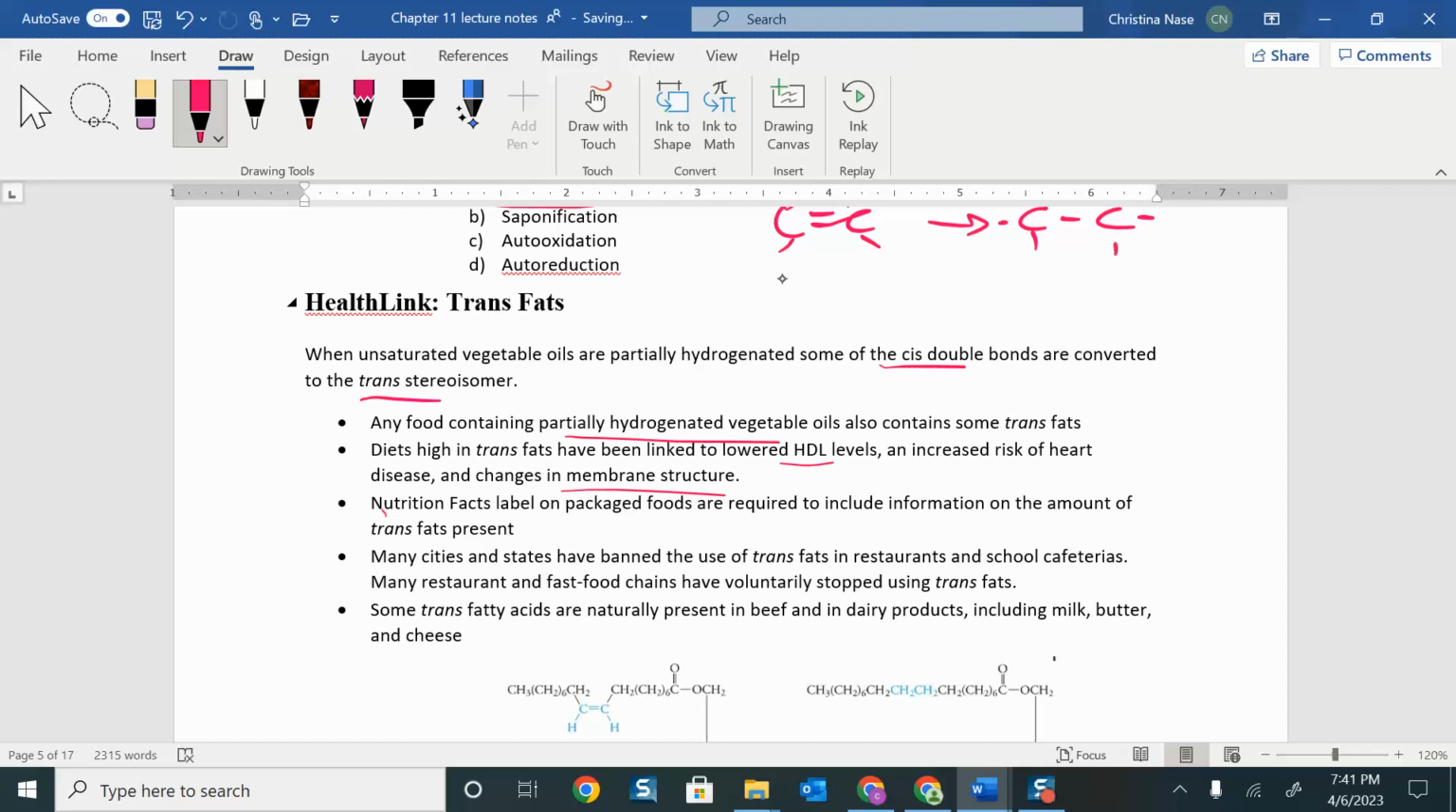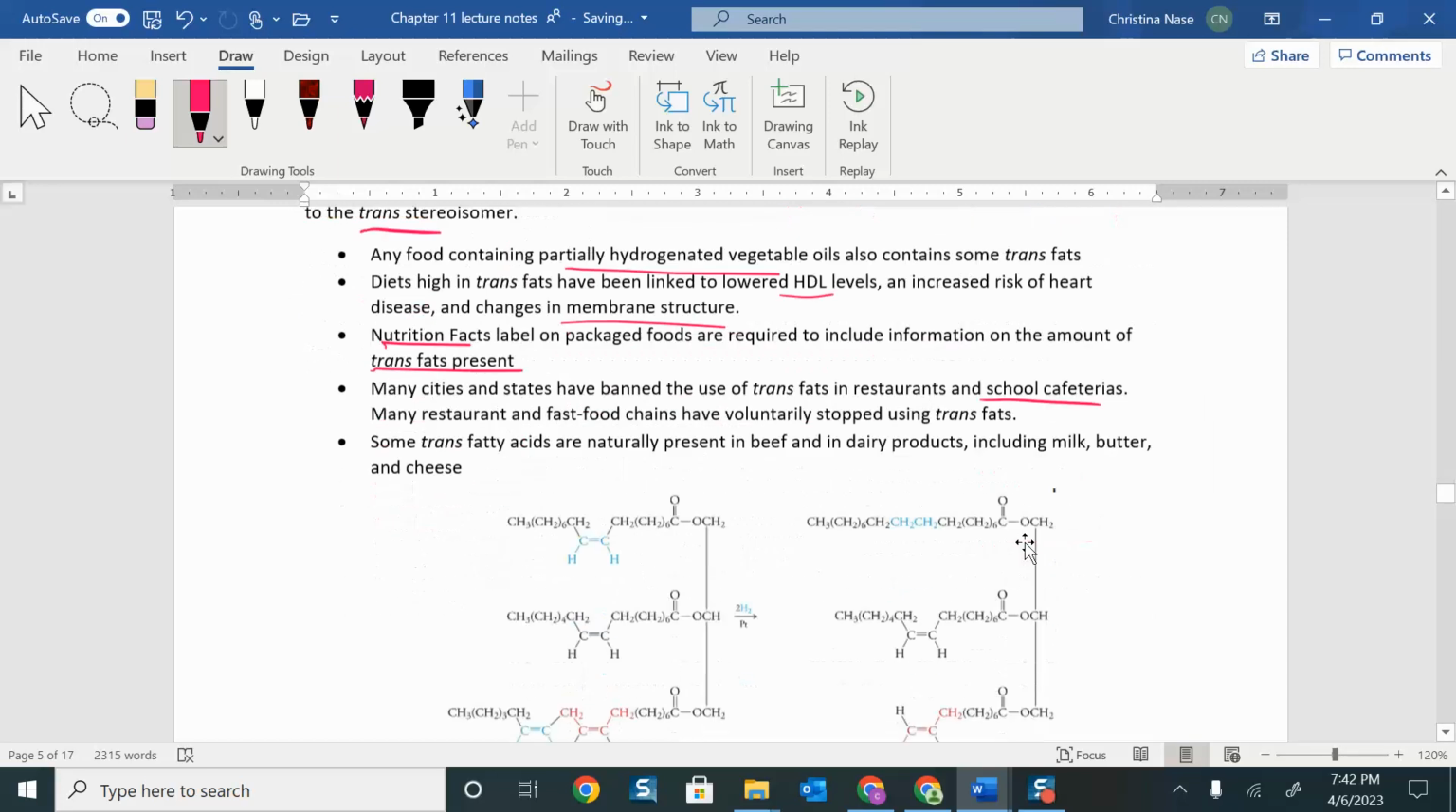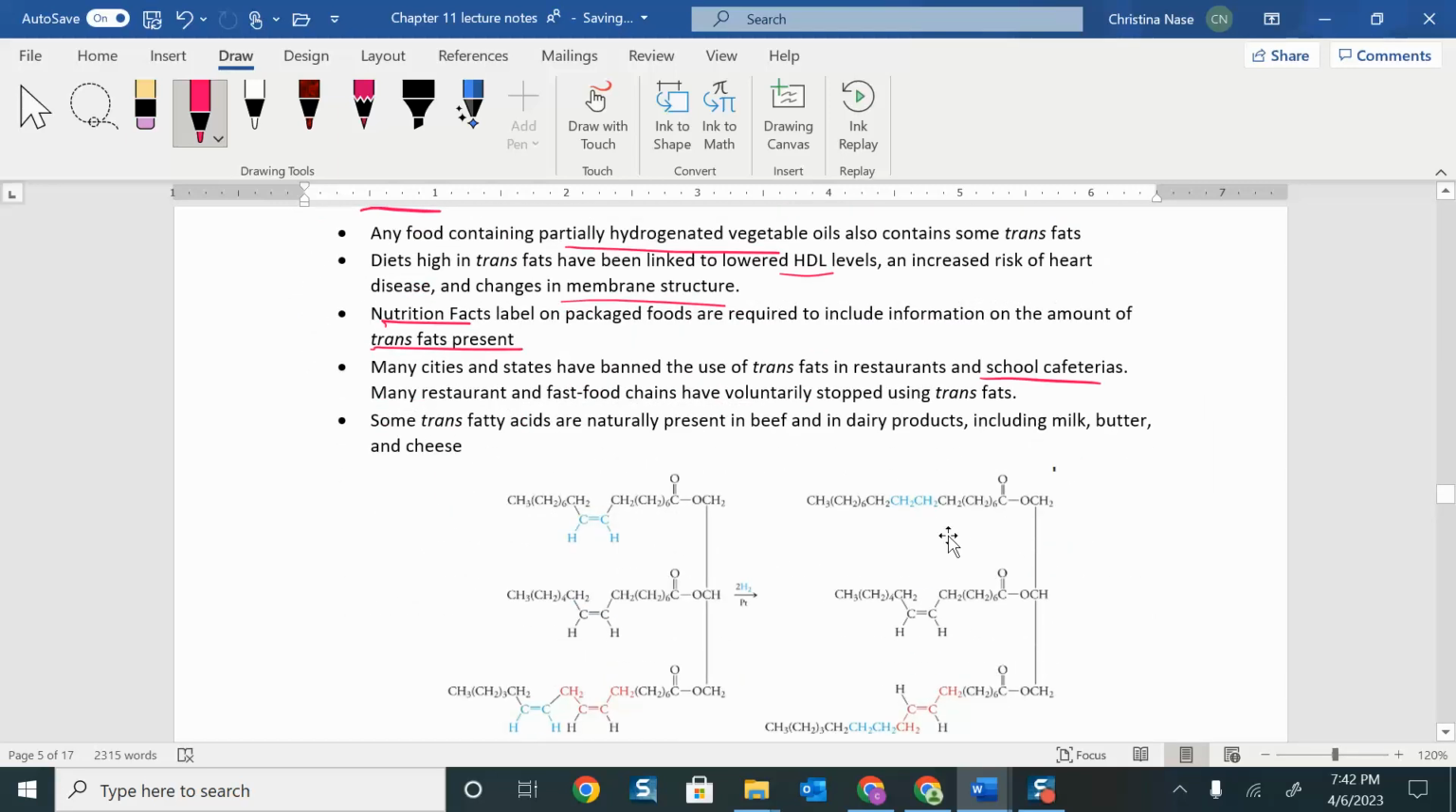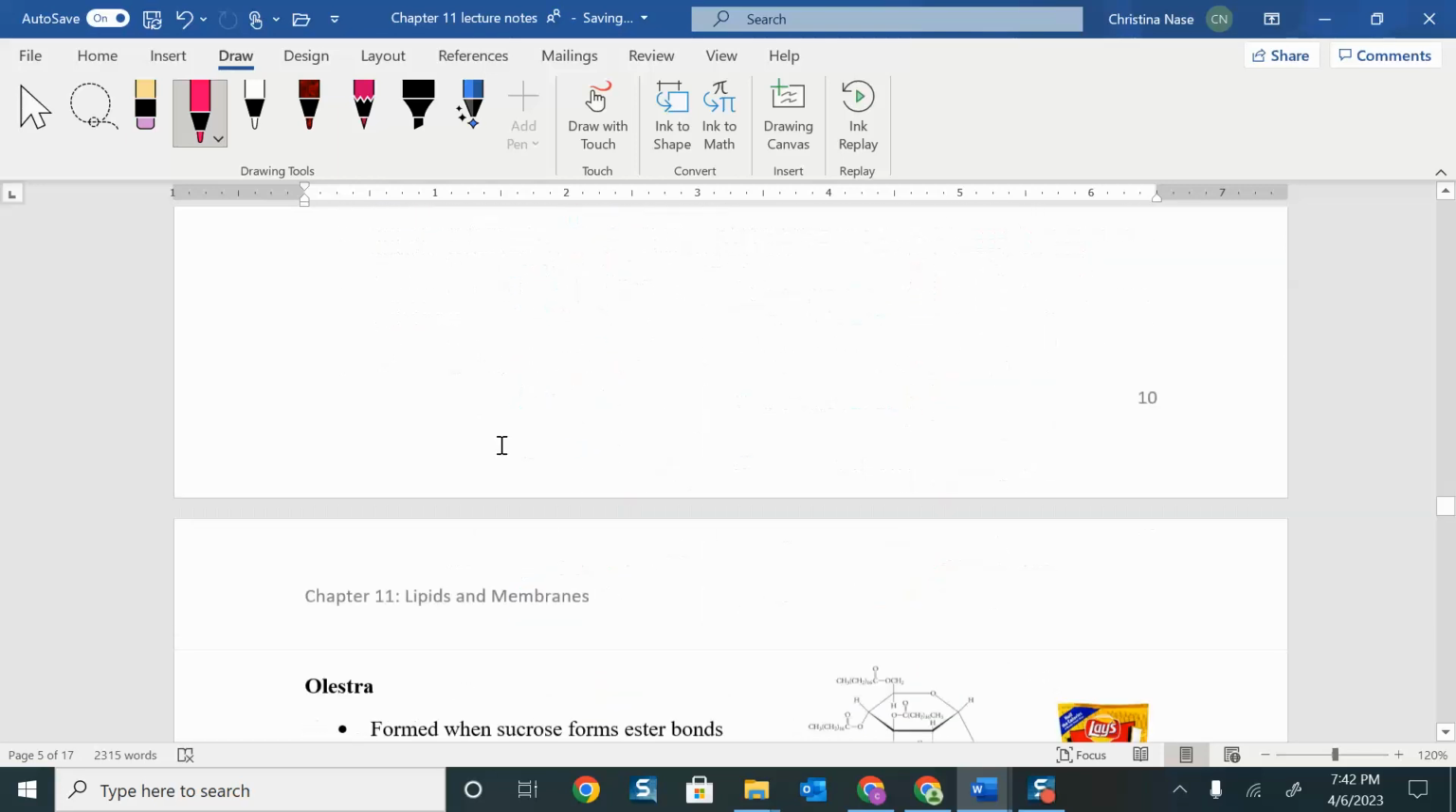Nutritional labels. If you look at the nutrition labels, they will tell you how much trans fats are in your food. So it'll say fats, and then it'll say fats from trans fats. A lot of cities and states ban the use of these trans fats in elementary schools or high schools and school cafeterias, or try to minimize the use of those. And a lot of fast food restaurants stopped using these trans fats because they were not good. Some trans fats are naturally present in beef and dairy. So you'll see those in milk and butter and cheese. So some are naturally occurring trans fats in your system.